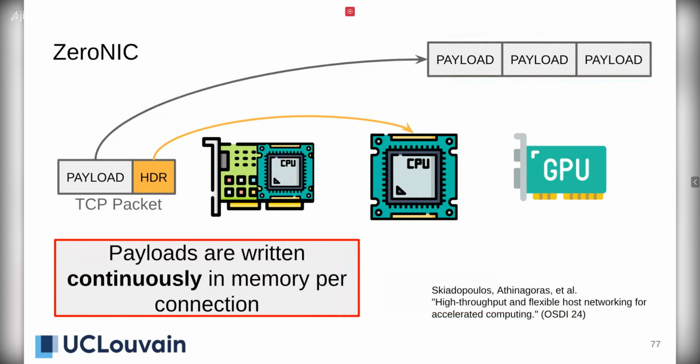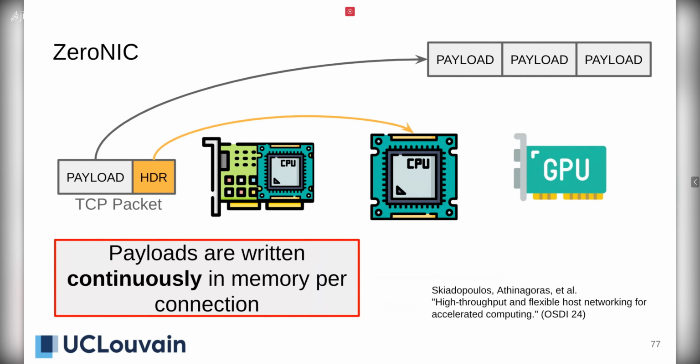To go further, ZeroNIC proposed to keep this idea, but to improve on top of it. Here we could keep the idea of having the header go to the CPU to execute the networking stack. But the payload can directly go to the GPU, and it doesn't just go to a random buffer. Here the payloads are collected per stream.